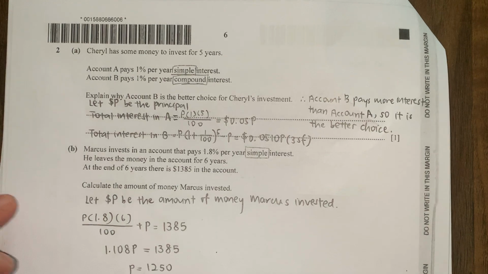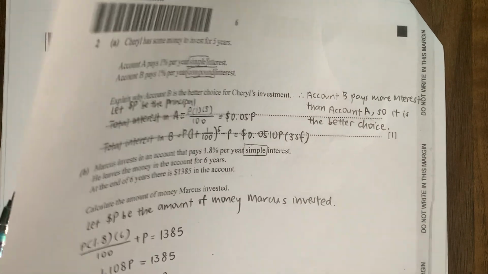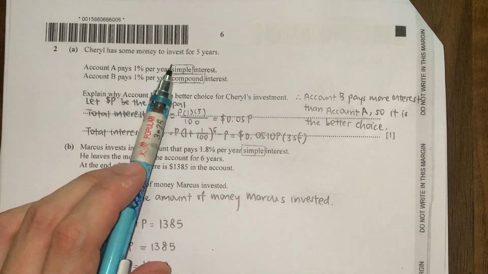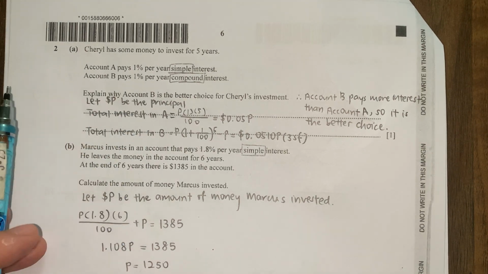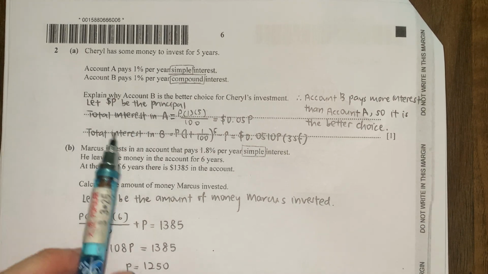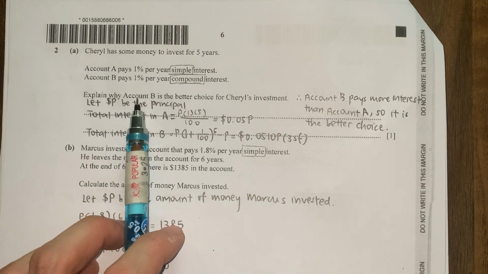Okay, so for the second question, this is some sort of interest question, right? So you need to pay attention. This is simple and compound. So one person is simple, the other one is compound. Be very careful. They're asking you why account B is a better choice.